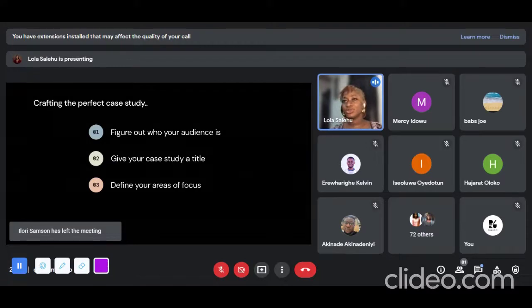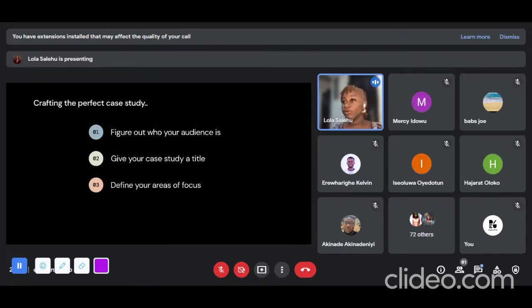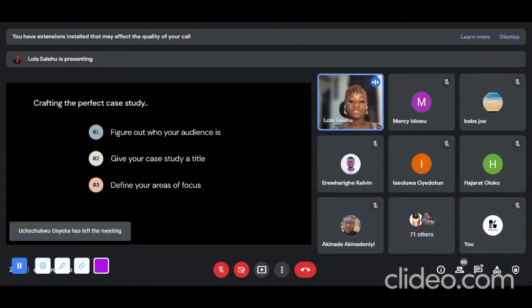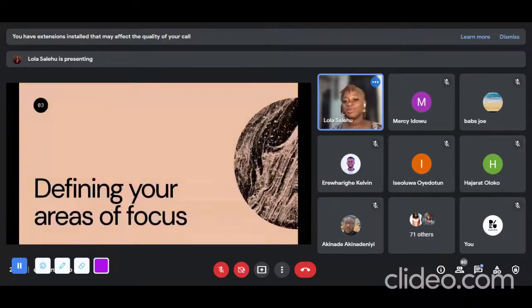And then next, you want to define your areas of focus. A good way of doing this is to start by writing an outline. Actually, this is a good way to start writing anything. You need an outline to frame everything so that you know how to fill in the gaps. The essence of starting with an outline is to lay out your thoughts before you go deep into the details. So I'll show you what a typical case study outline looks like.